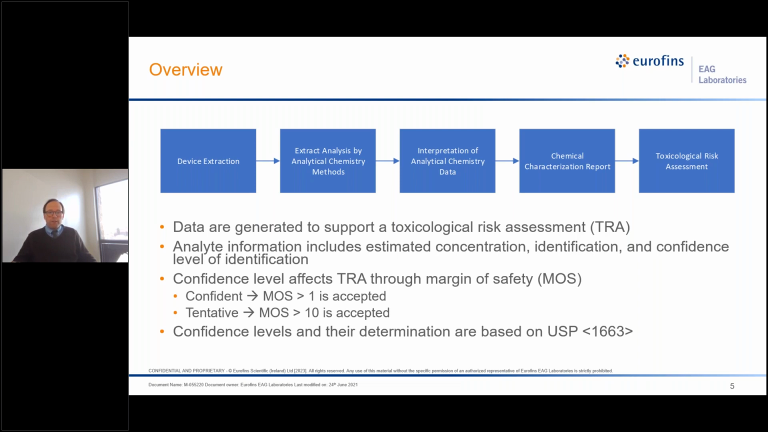And so it's really important that we identify as many things confidently, as many things as confident identifications as possible, to improve the precision of that TRA. I'm not going to be able to go into it in detail in this talk, but the confidence levels and their determination are based largely on USP 1663 as of the time of this talk.